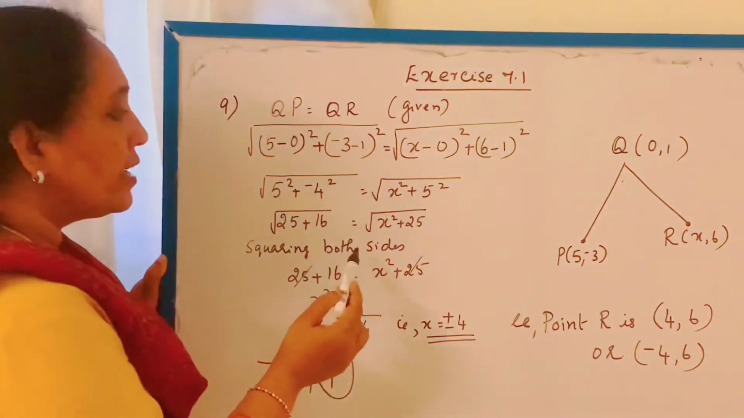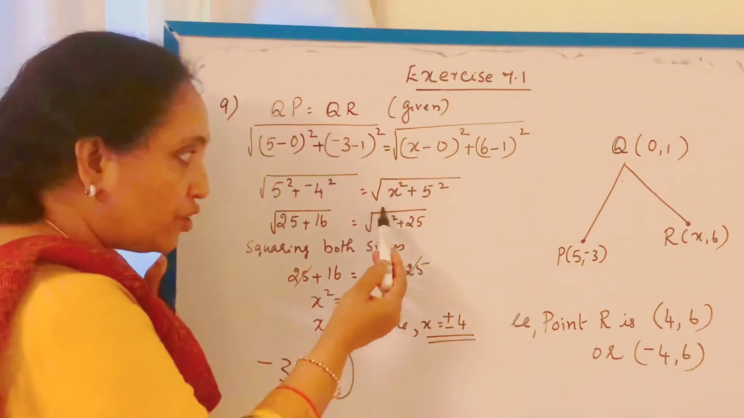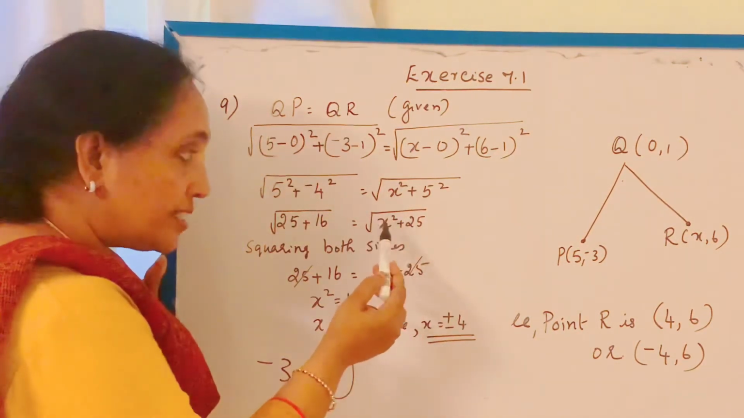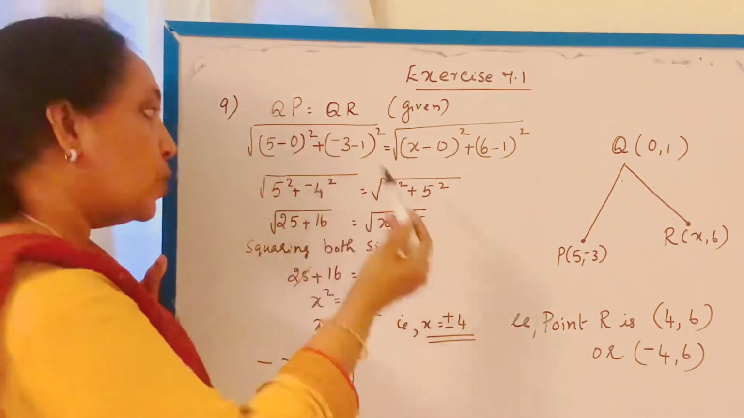Now square both sides. In the number square because here we want to find out the value of x, that is under root. Okay.